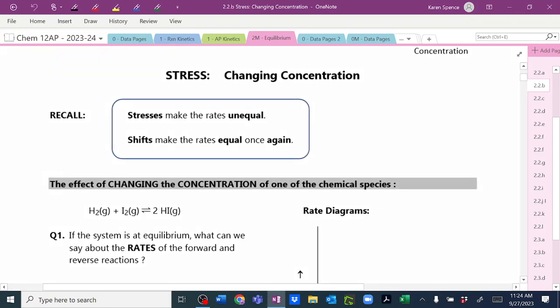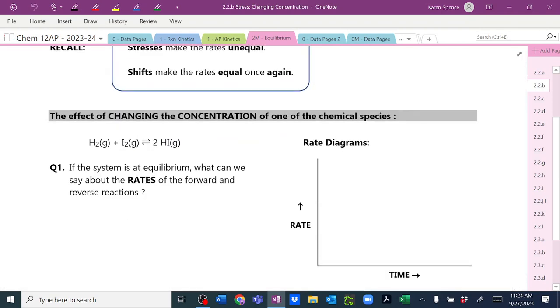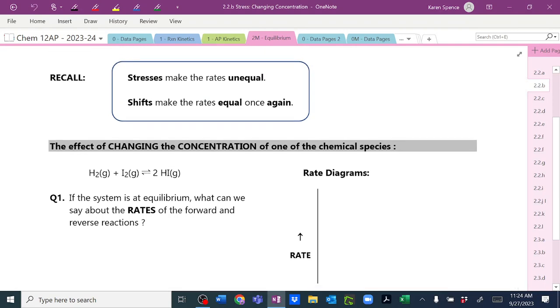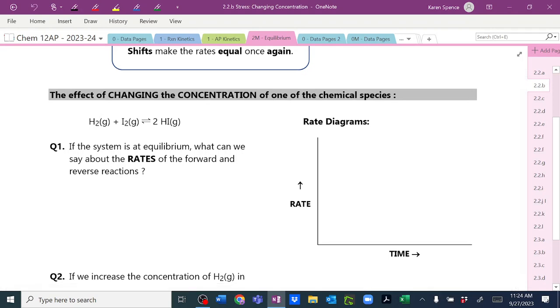Stress, changing concentration. Okay, so we're going to look, stresses make the rates unequal, shifts make the rates equal once again, okay? So here we're changing the concentration of one of the chemical species. If the system is at equilibrium, what can we say about the rates of the forward and reverse reactions? They are equal. They are constant.